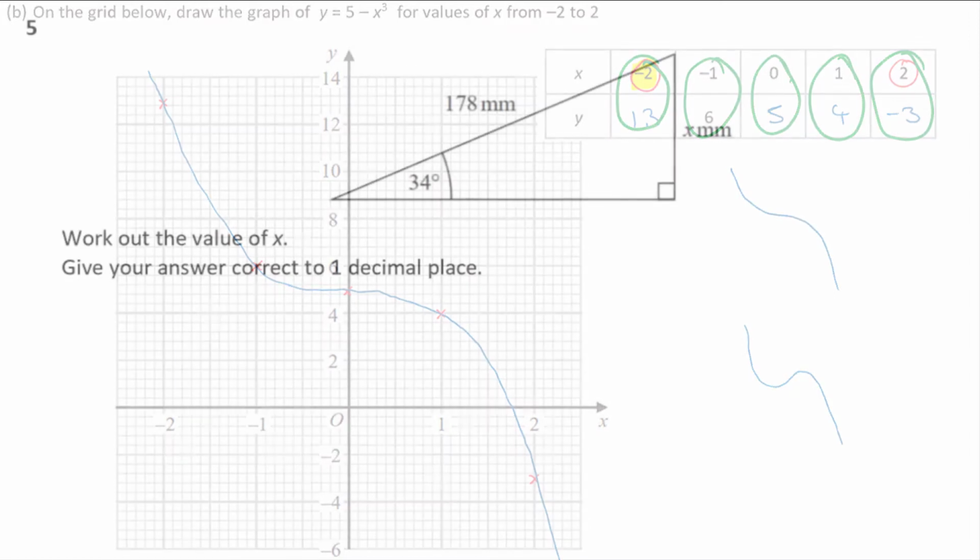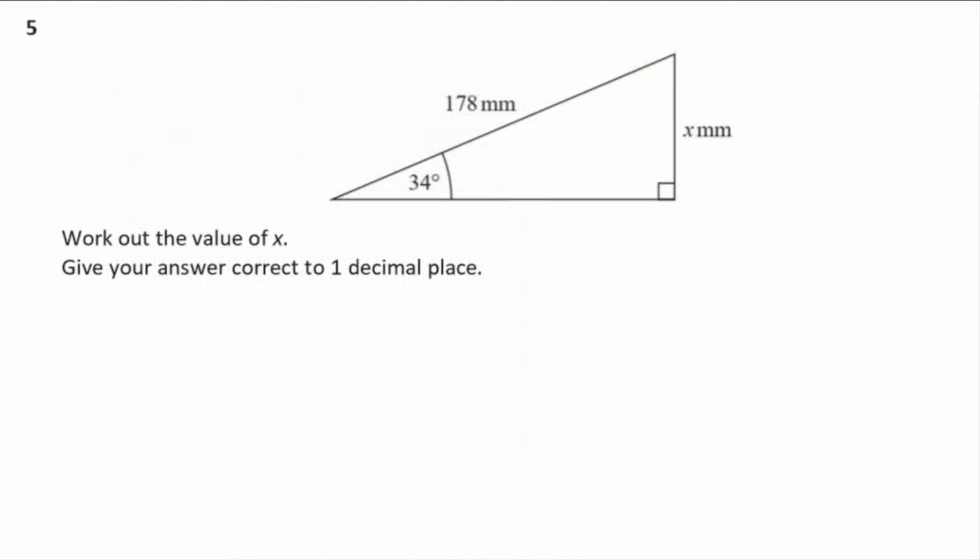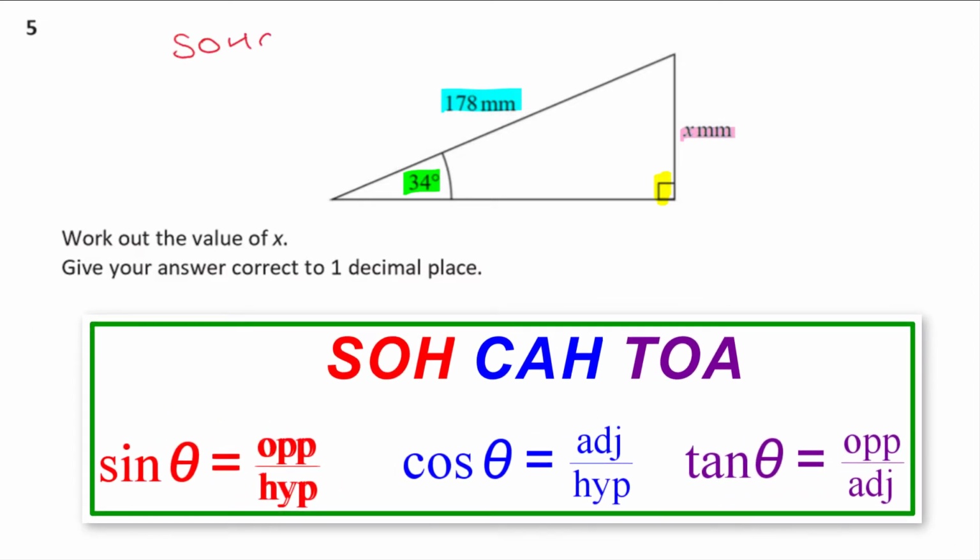I'm all done. Question 5, I've been given this triangle with various sides and angles marked, and the question is work out the value of x. Give your answer correct to 1 decimal place. Okay, so we've got a right angle triangle here, and I know an angle, and I know a side. And then I want to find another side. This sounds like it's a job for trigonometry, and in particular, SOHCAHTOA, which is our mnemonic for remembering the trigonometric ratios for angles in right angle triangles.